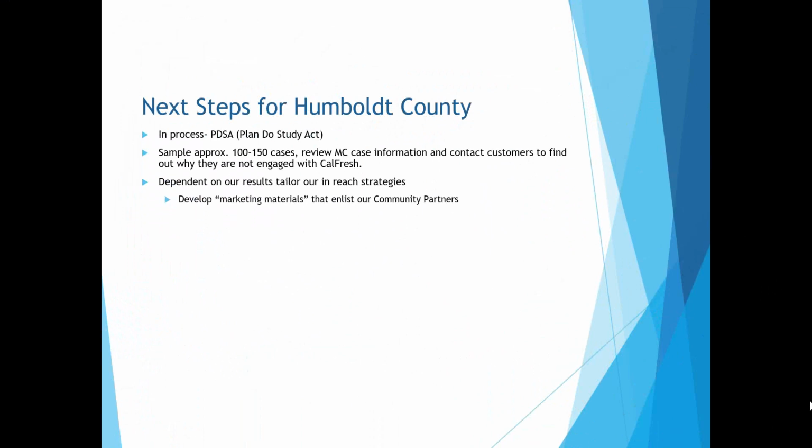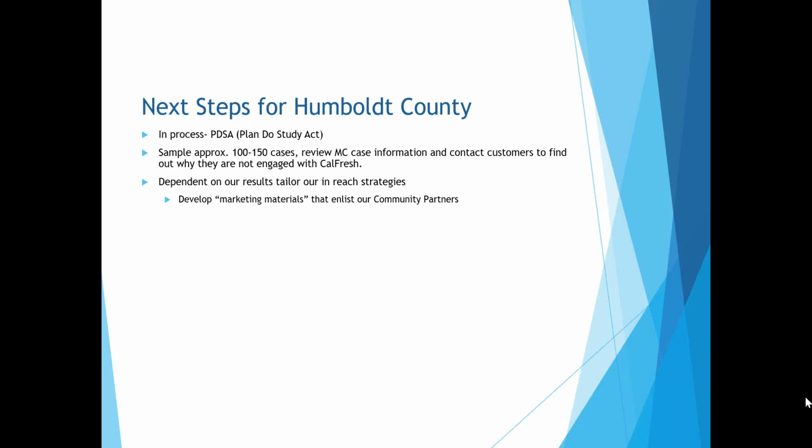Some of those things would be, like we talked about earlier, marketing materials and really enlisting our community partners. In Humboldt County, over the last few years, we've developed really good relationships with a lot of our community partners through the CalFresh outreach program. So we're really looking at whether there are ways that we can involve our community partners. If we see that we have a lot of seniors on this list, is there something we can work on with our Humboldt Senior Resource Center to filter these folks in?